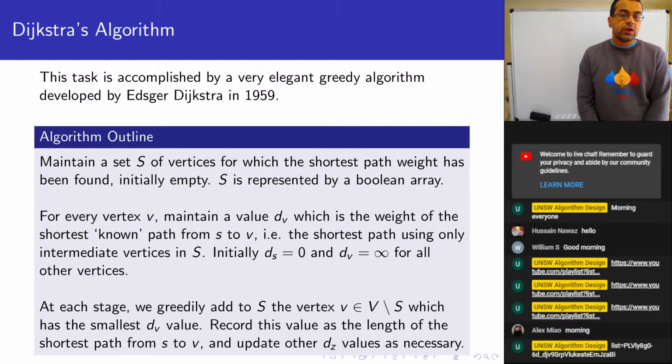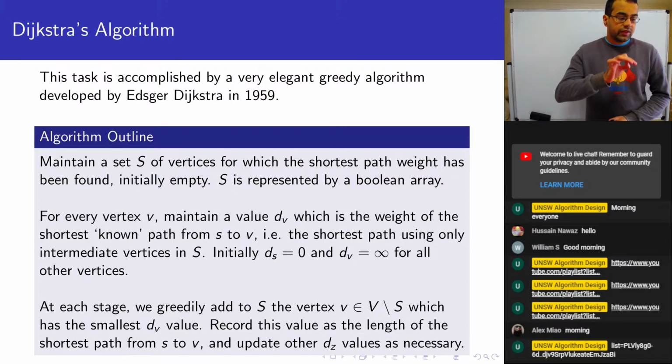So at each stage, we are going to pick a vertex to add to S, and the way we're going to do that is we'll pick the vertex outside S, which has smallest dv value. That is, the smallest value of the smallest path weight from the source to the vertex V in question, using only intermediate vertices chosen from the set of things that we've already seen.